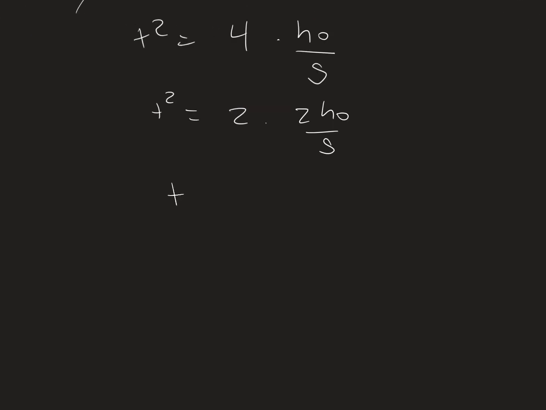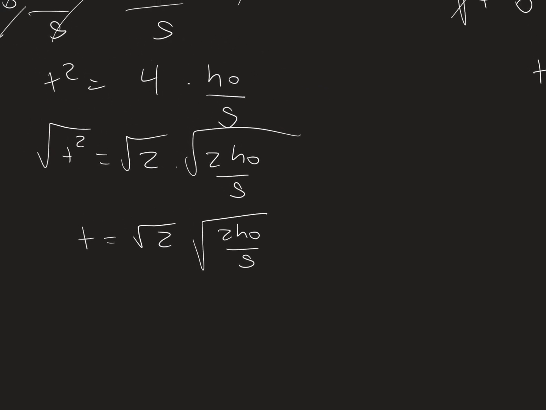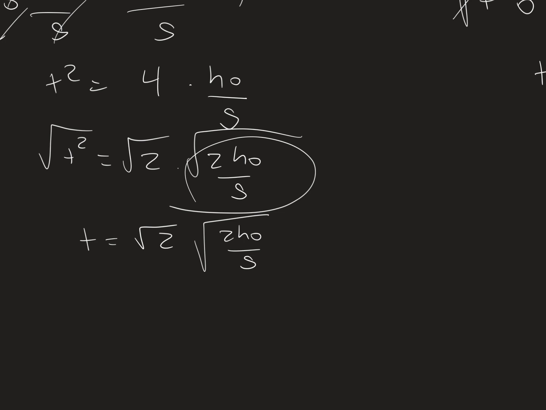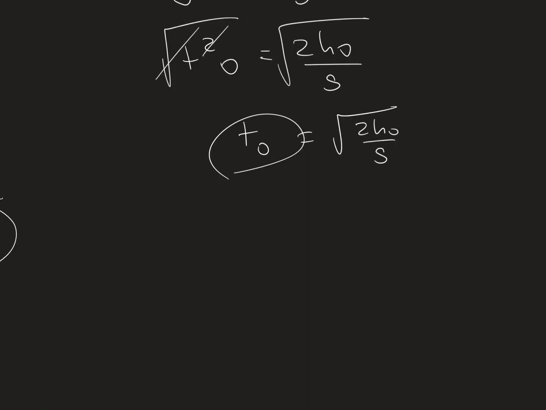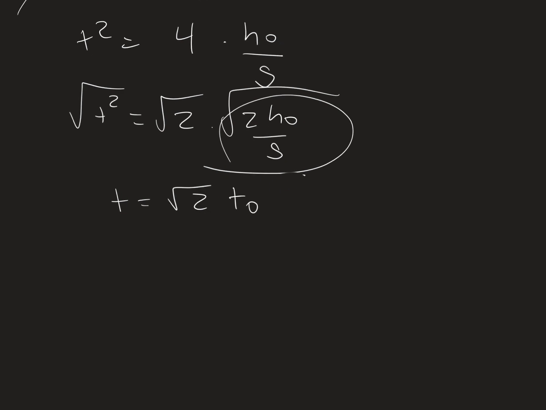So this is the same as t equals the square root of 2 times 2h0 over g. But in this case, we know that we already found this out, and that was t0. So we can erase this and just write t0. So in that case, if the building were twice as tall, then the ball would have been in the air for time t0 times the square root of 2.